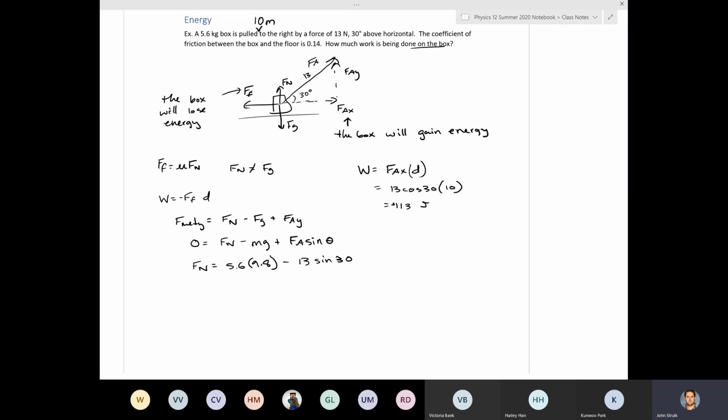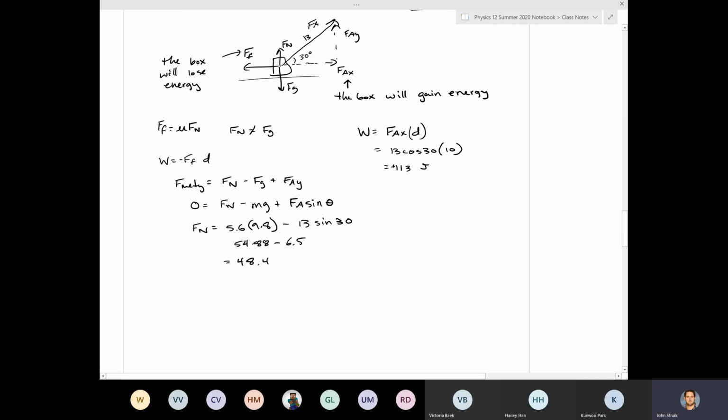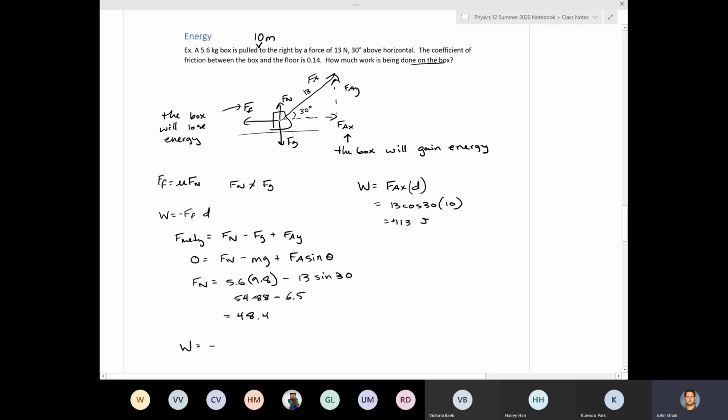So Fn is 5.6 times 9.8, 54.88 minus whatever that is, 6.5. Right? Yeah. And so 54.88 minus 6.5 is 48.4. Okay, so that's our Fn. So now we can go work equals negative FF. FF is mu Fn, so we're going to go negative 0.14.